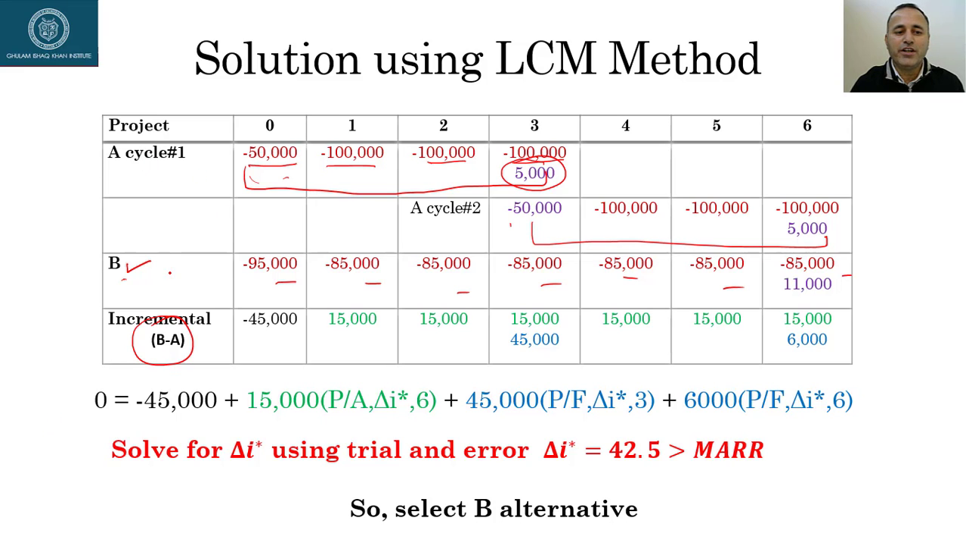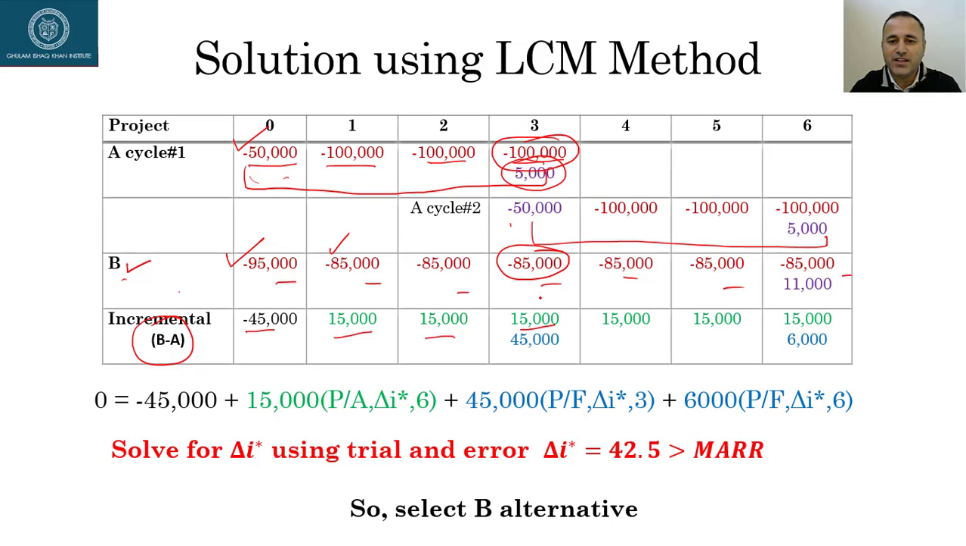I have already ordered them. This is a low cost alternative, project A, and project B is a high cost alternative. So let's find out the differences now, B minus A. Minus 95 plus 50 is minus 45. 15,000 is the difference between minus 85 and minus 100. Again 15,000.